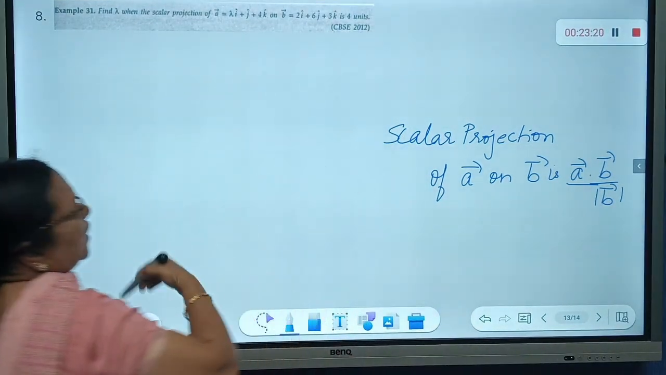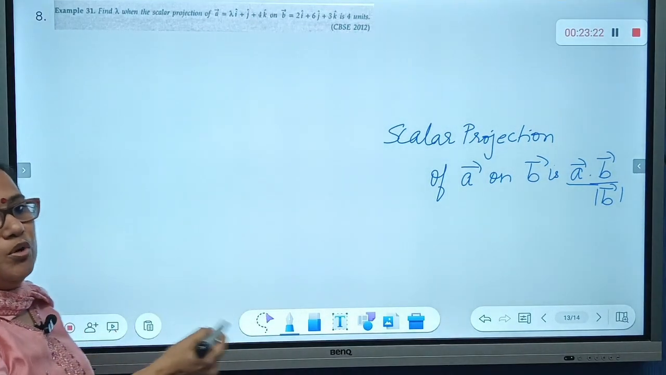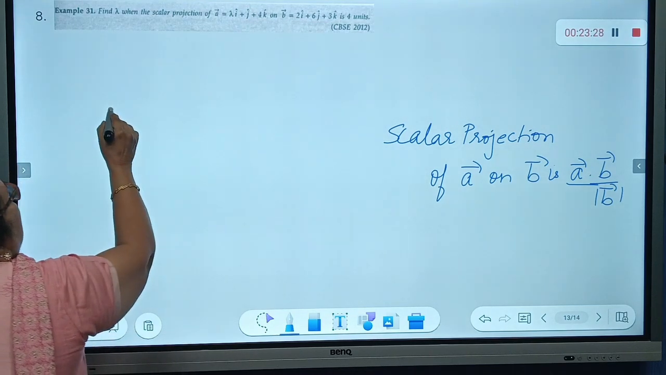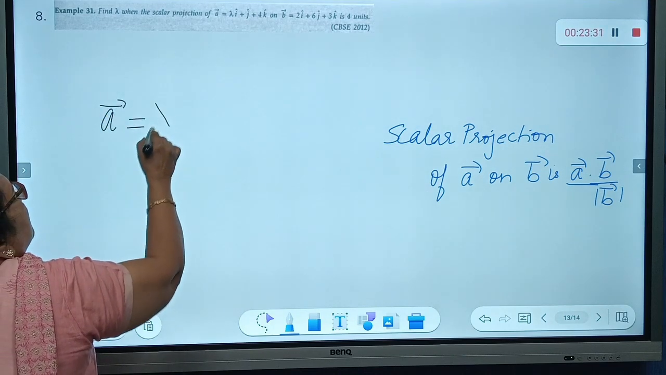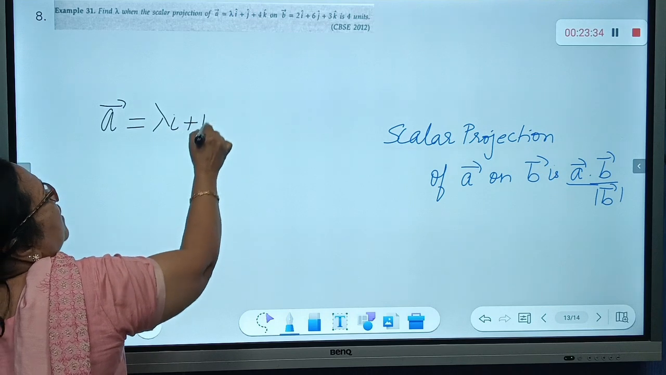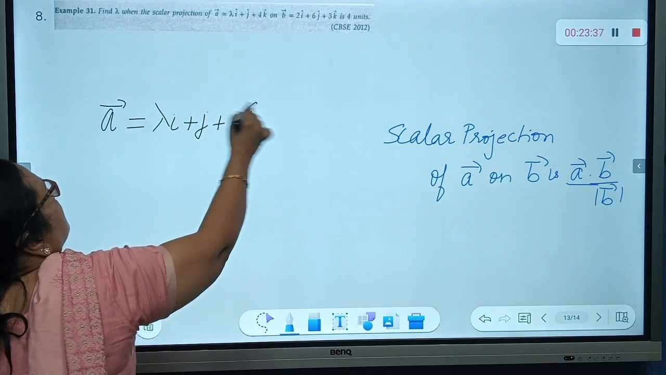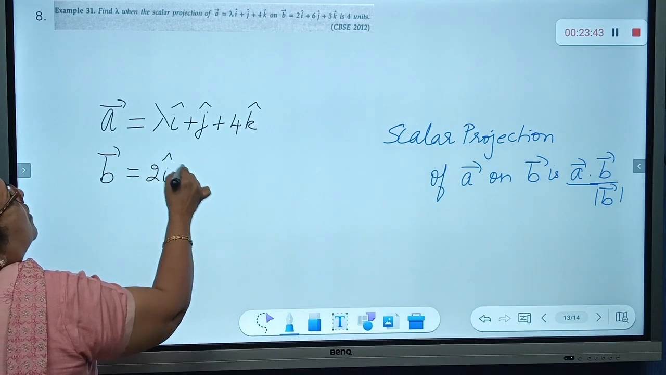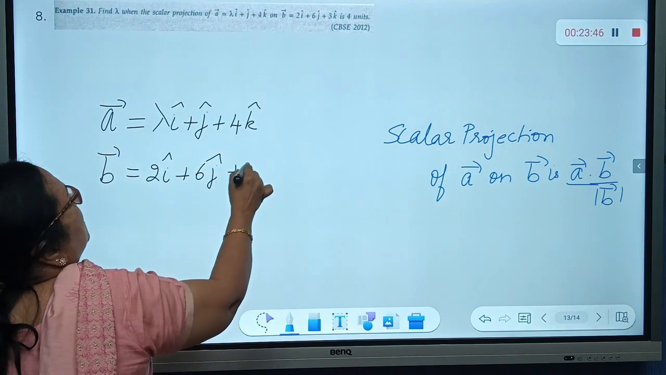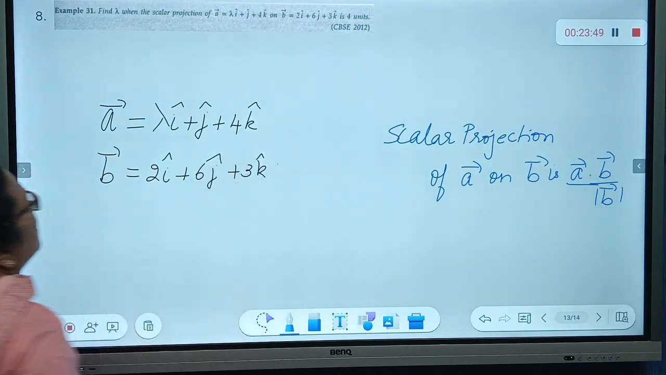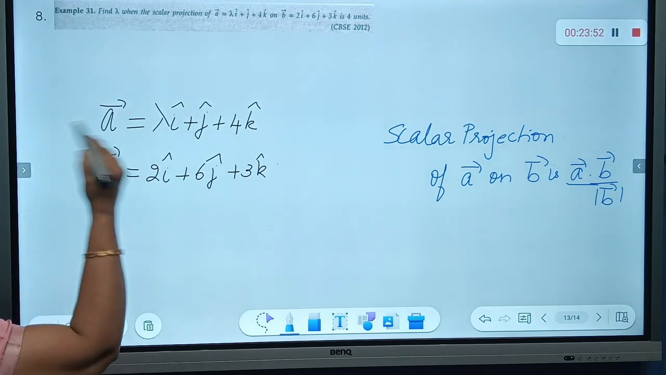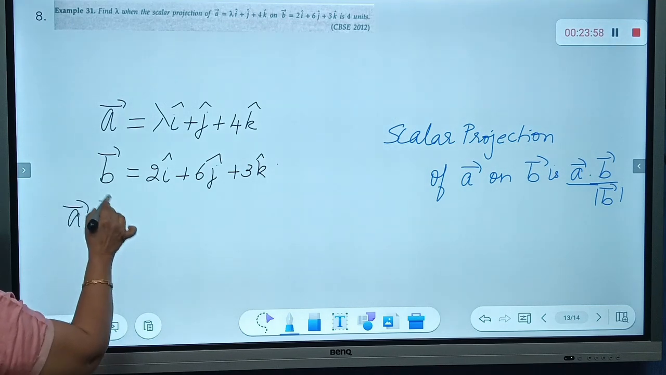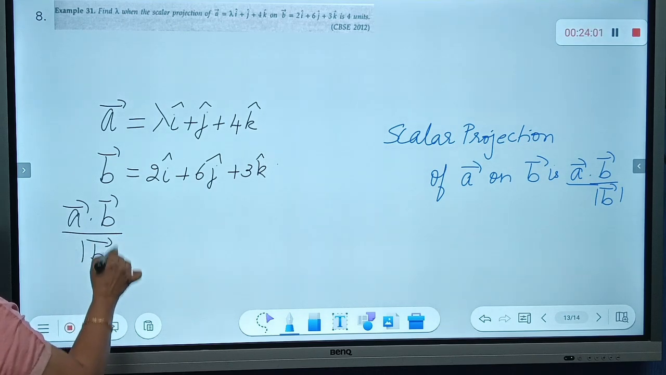Okay, if you see the earlier video, I would have also given you how you get this formula. Now, you have to find lambda when the scalar projection of A vector, which is lambda i plus j plus 4k, on B vector, which is 2i plus 6j plus 3k, is given to be 4. Scalar projection is 4 units. So, A dot B by modulus of B vector equals 4.